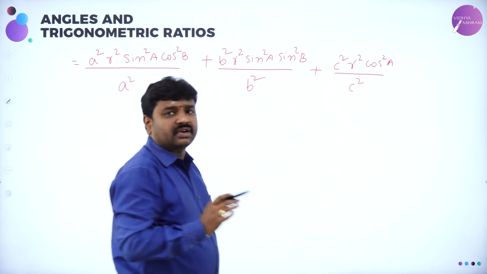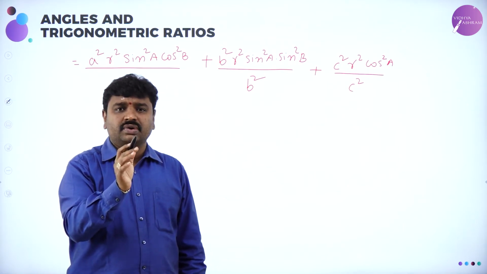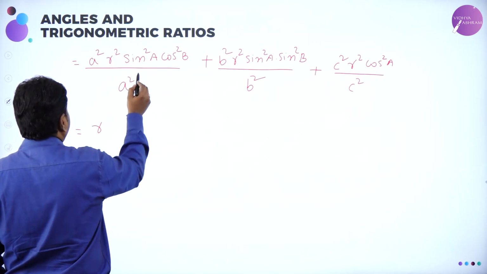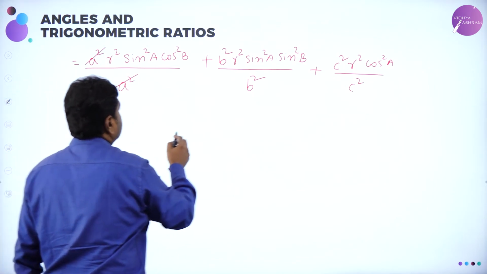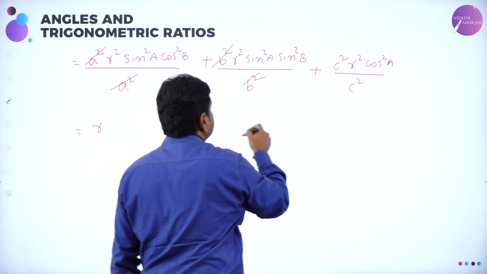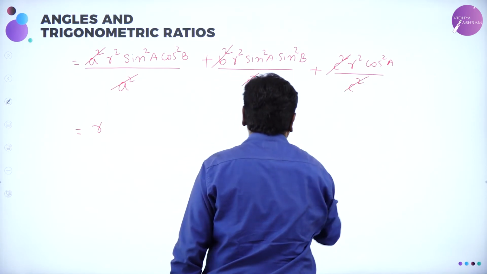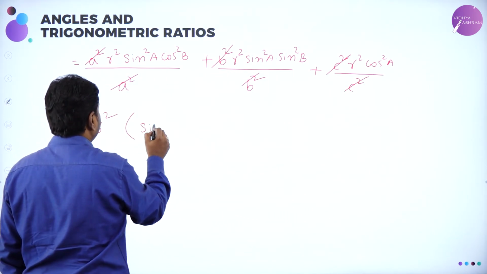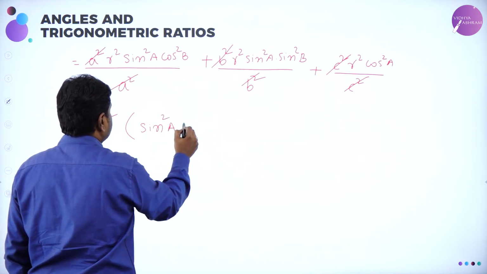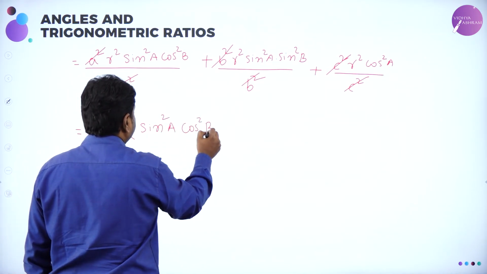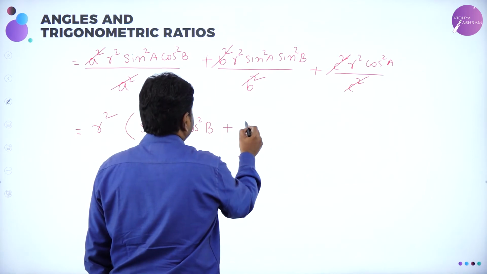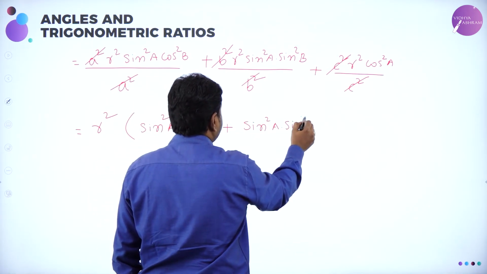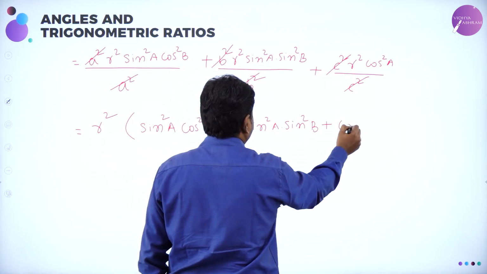So now if you observe carefully, in every term we have r square common, take it out. So in all the terms, here a square cancels, here b square cancels, here c square cancels. In all the terms, take r square common. If you take r square common, you are left with sin square A cos square B plus sin square A sin square B plus cos square A.